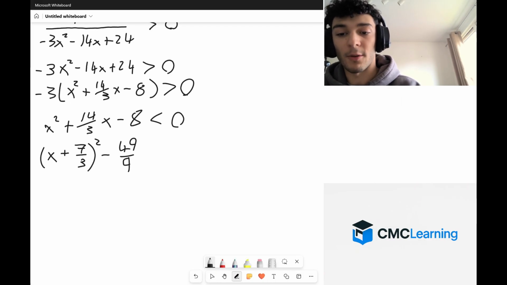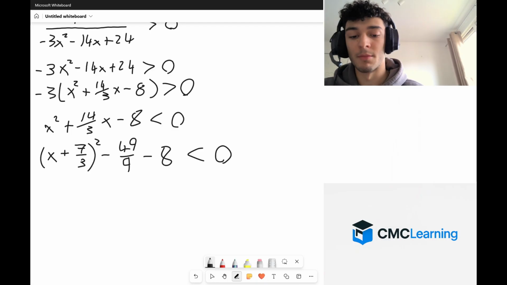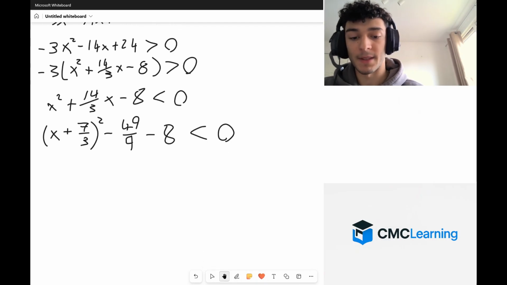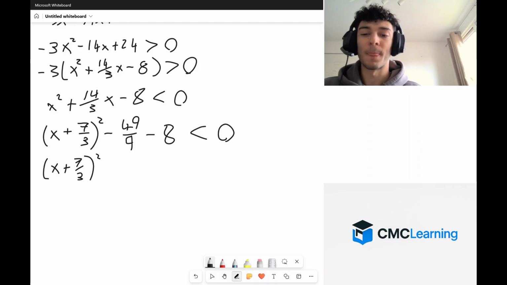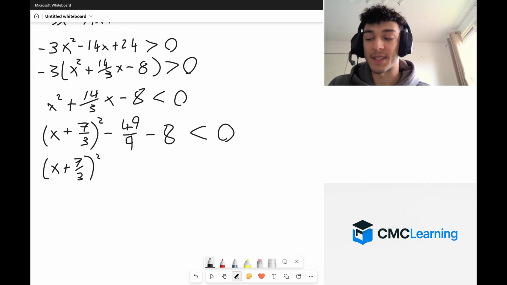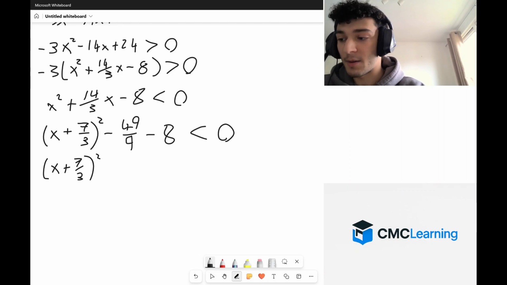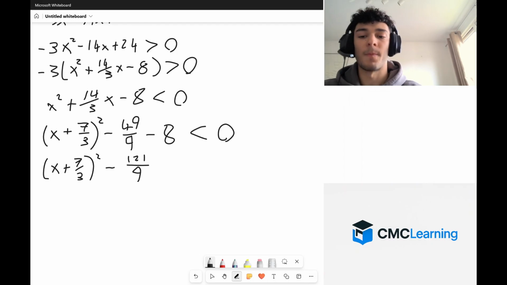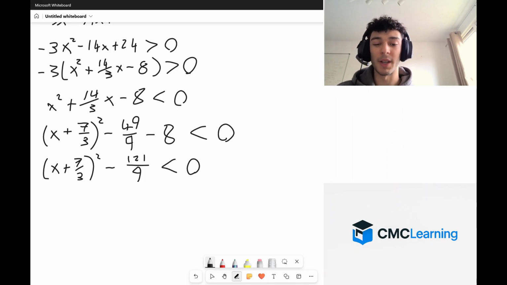Over 9, and all of this is minus 8. Keep in mind that this is still less than 0. So we can simplify this expression here: x plus 7 over 3 squared minus 49 over 9 minus 8. You are allowed a calculator in the physics aptitude test, so it's worth popping that in the calculator, saving a few seconds. Here we should end up with minus 121 over 9, and all of this needs to be less than 0. Okay, so we're off to a good start.